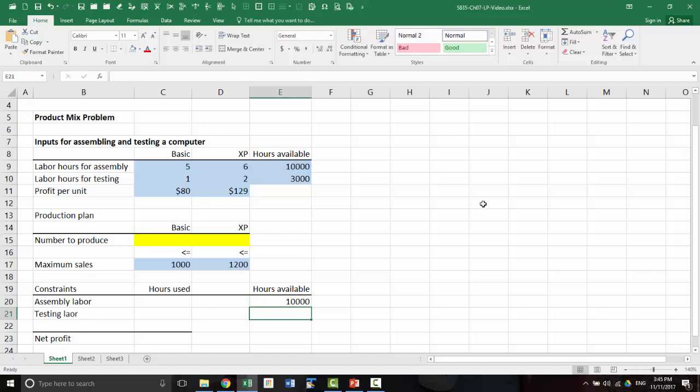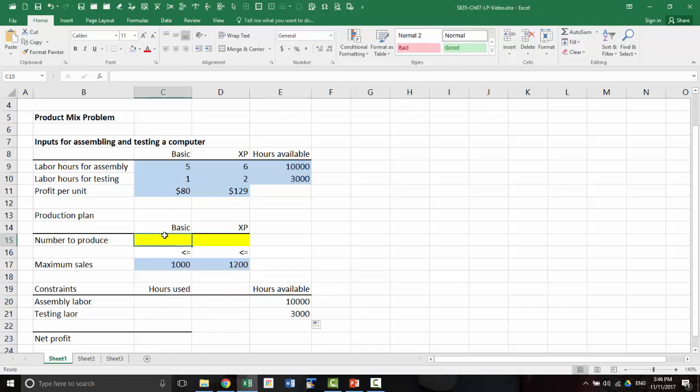Never type the number 10,000 a second time here, because if you need to change the number for some reason, then you have only one place to change it, and once you change that, it will be reflected automatically everywhere else. Okay, so then copy that formula down. So now these are the hours that are available. And how many hours will be needed?